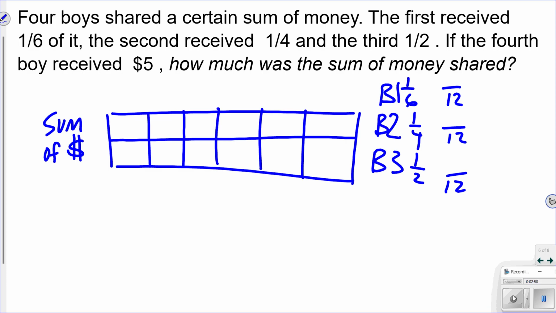So we need to convert the amount given to each boy into 12ths. Well, 1/6 of 12 is 2, 1/4 of 12 is 3, and 1/2 of 12 is 6. So boy 1 gets 2 units. Boy 2 will get 3 units. And boy 3 gets 6 units.